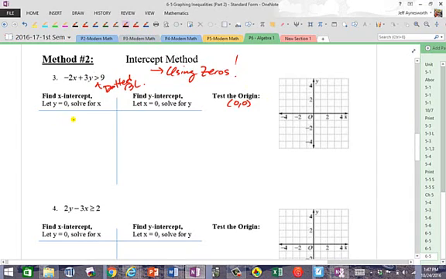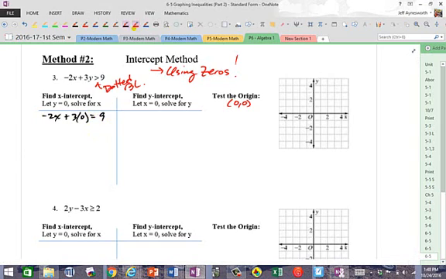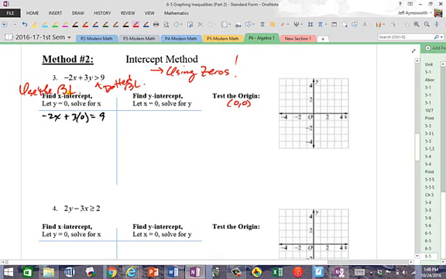All right, so let's do the x-intercept first. We're going to let y equal 0. So negative 2x plus 3 times 0 greater than 9. Excuse me, we're going to use the boundary line for this, so I'm going to switch it to an equal sign. Let me note that: use the boundary line for this. Switch it from a greater than to an equal sign when you find the intercepts. Otherwise, you won't be able to find them, guys, okay?